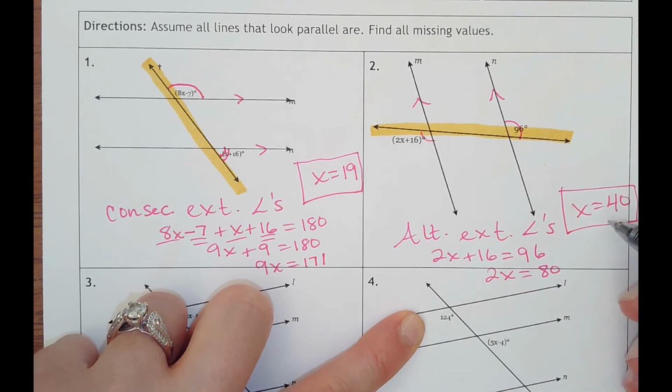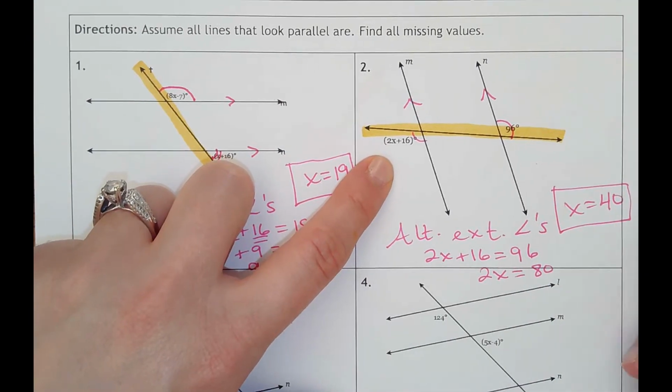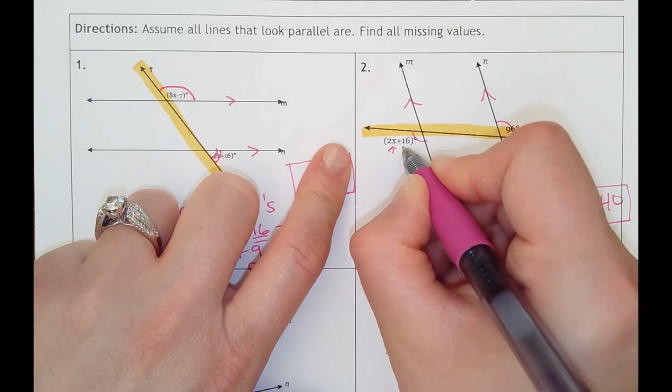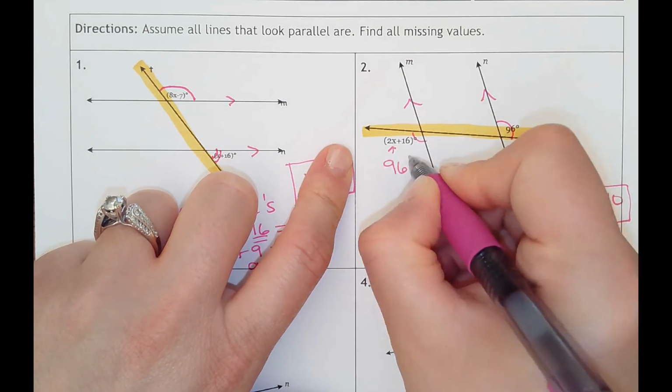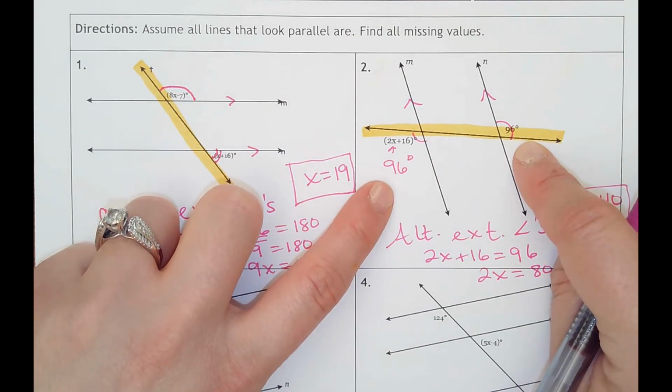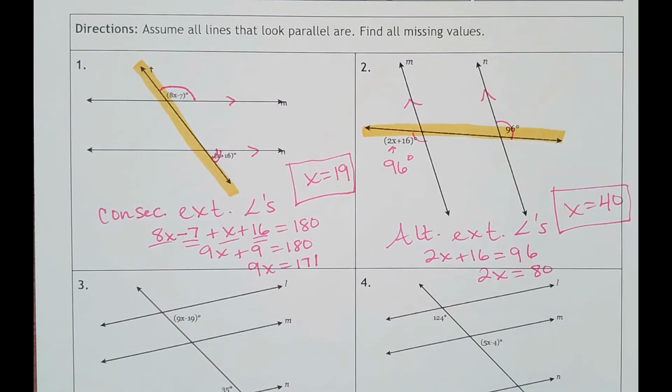And again, that's not degrees. That means if I were to plug in 40 right here, 2 times 40 is 80, plus 16 is 96. See how it's made this true, that both these angles equal the same? That's what it means.